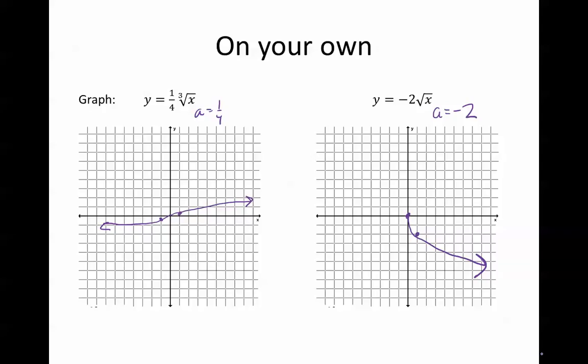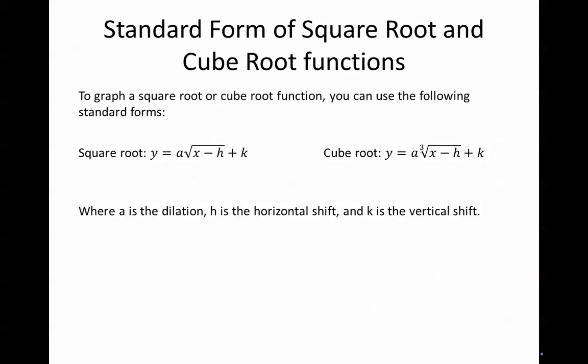All right, so those were our dilations. If you've got questions on those, make sure you address them, because you need to be able to do this to do the next thing, which is going to combine dilations with horizontal and vertical shifts. So the standard form of both square root and cube root functions looks like these two equations below.